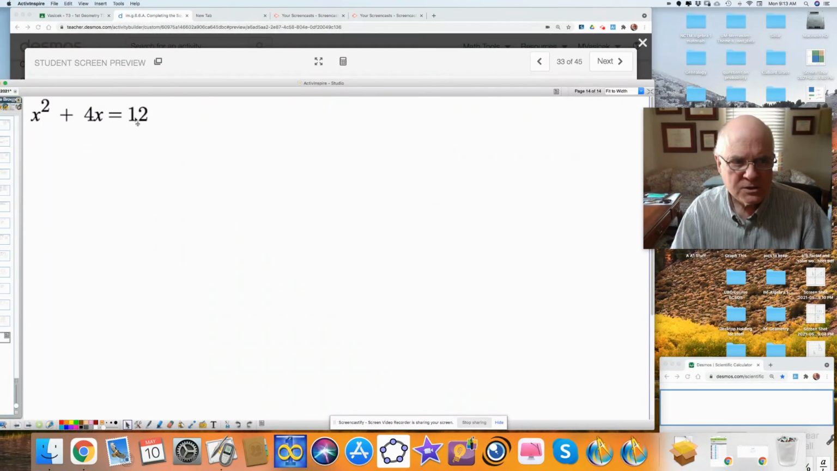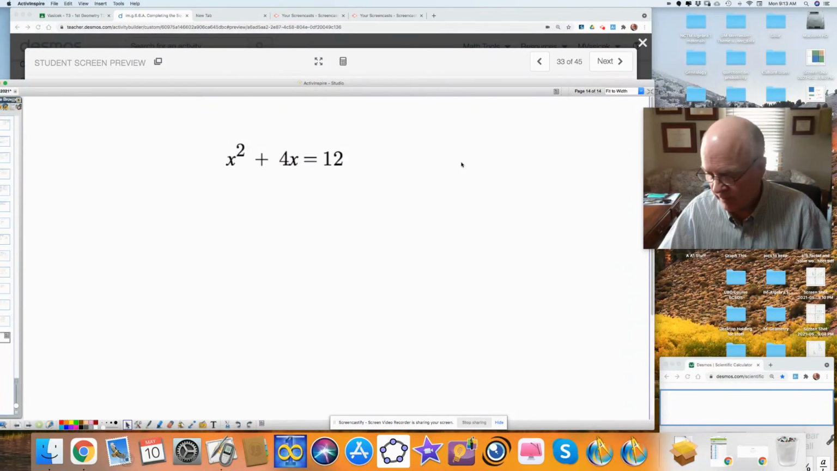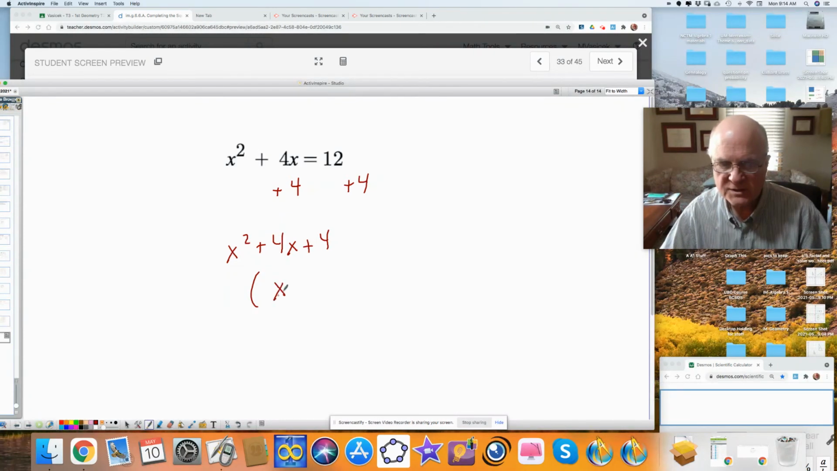I want to make this a perfect square trinomial. So I'm going to remember I had to add 4 to make this the perfect square. So I'm going to add 4 to both sides of this equation. Now I get x squared plus 4x plus 4, which in factored form is x plus 2 squared. That's going to equal 16.